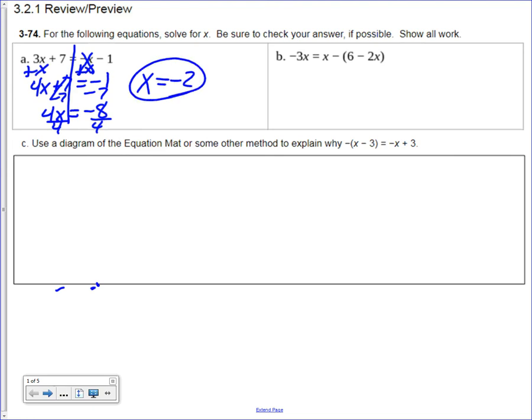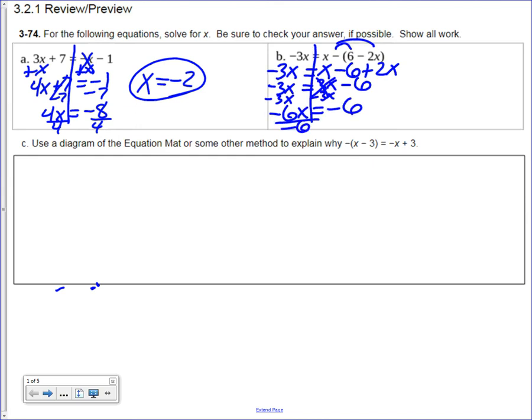For B, first thing I had to do was distribute this negative. So I get -3x equals x minus 6 plus 2x. So I got -3x equals 3x minus 6. Subtract 3x from both sides. I get -6x equals -6. Divide both sides by -6. I'm going to get x equals 1.